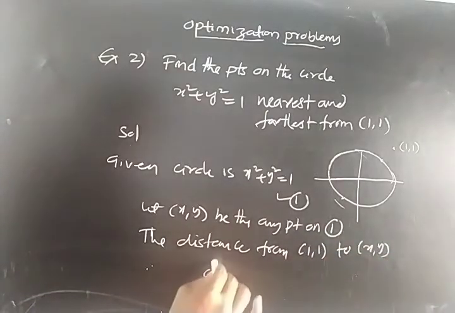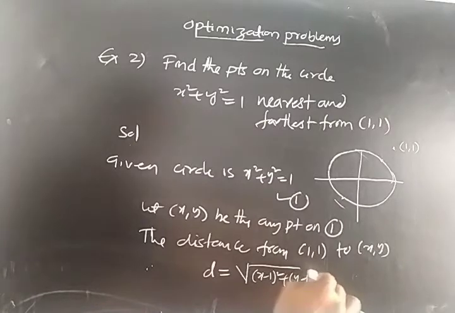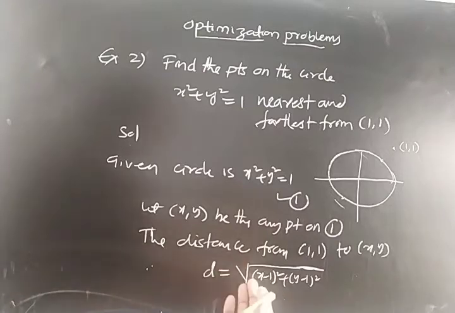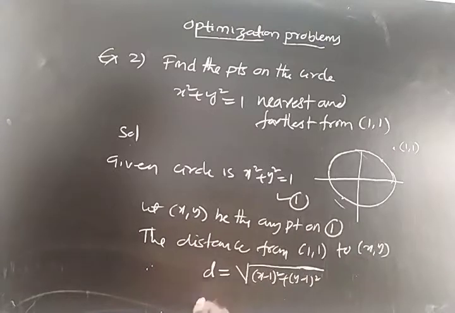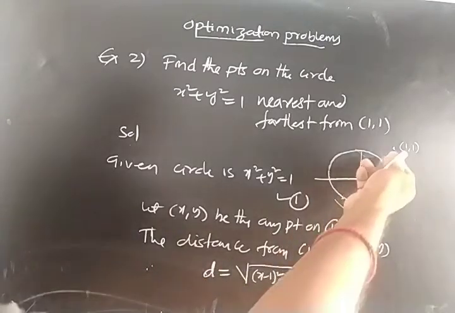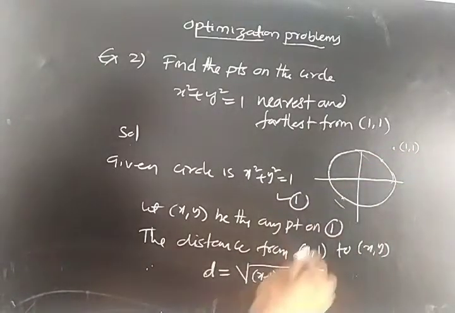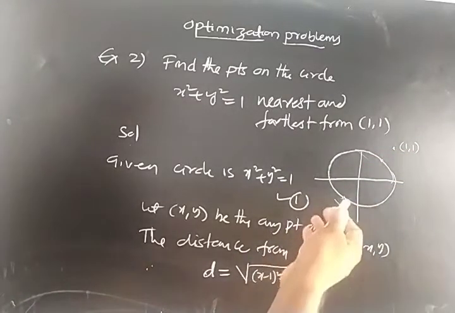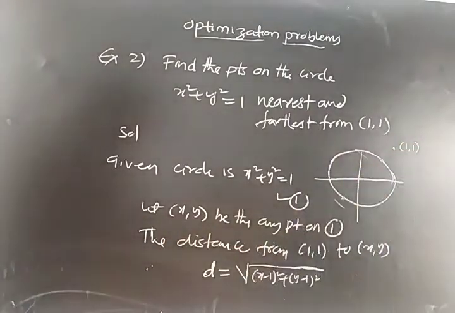How to find the distance? Distance is denoted by small d, square root of x minus 1 whole square plus y minus 1 whole square. So this is the distance formula. We have to optimize this distance. That means the maximum distance and minimum distance from this point to this unknown point. If you find the critical points, you will get the maximum if that point is farther, and the minimum distance if this point is nearer to 1, 1. So to optimize this, you will get the 2 points.